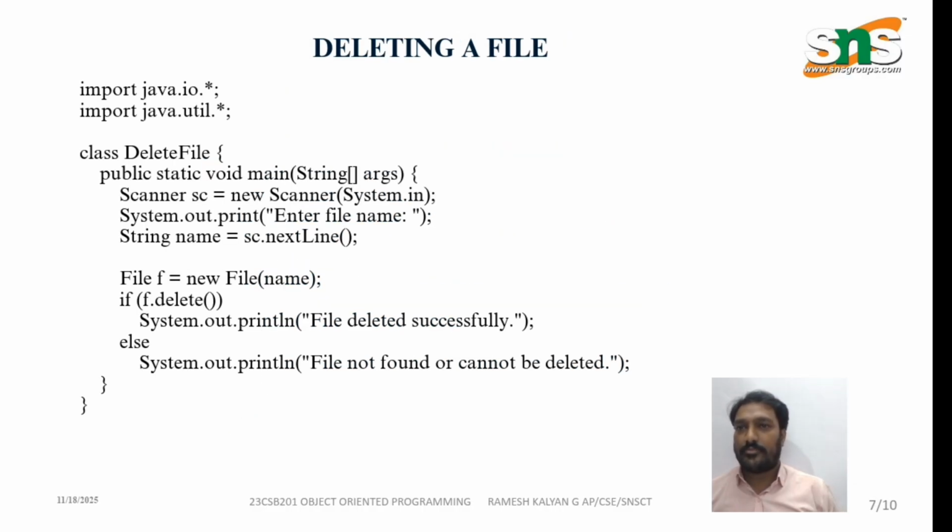Now, deleting a file. We already have a file, for example the same sample.txt we saw previously. In the process of deleting this file, we use these commands. File f = new File(name). If f.delete(), System.out.println("File deleted"). If the file is deleted successfully, it shows the message file deleted successfully, or else file not found or cannot be deleted.